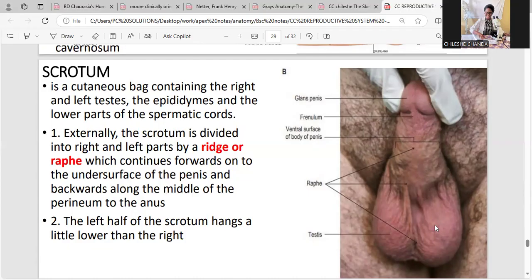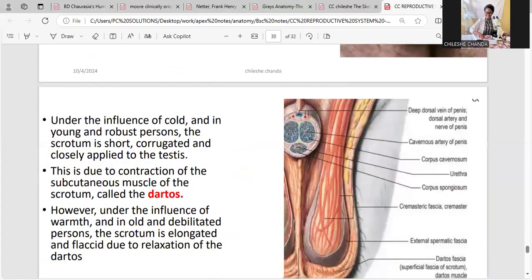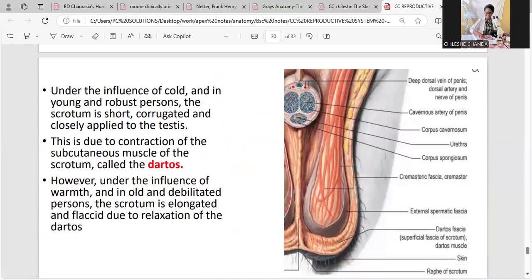Externally, the scrotum is divided into right and left parts by a ridge. There's a ridge right in the middle, all the way from the scrotum to the penis. That is known as the raphe, which continues forward onto the undersurface of the penis, right there. The left half of the scrotum hangs lower than the right.